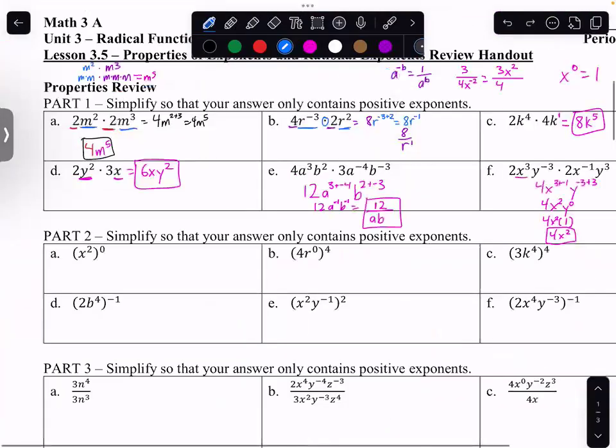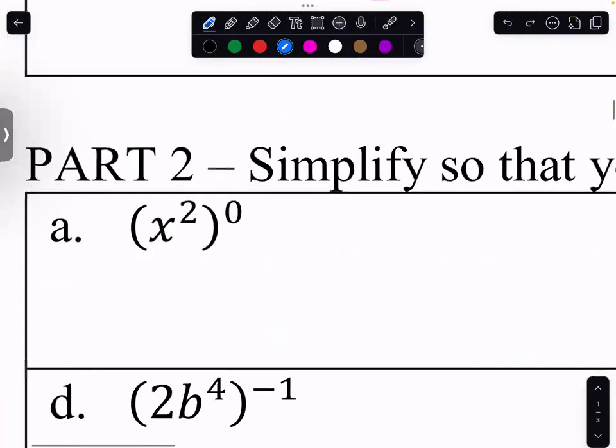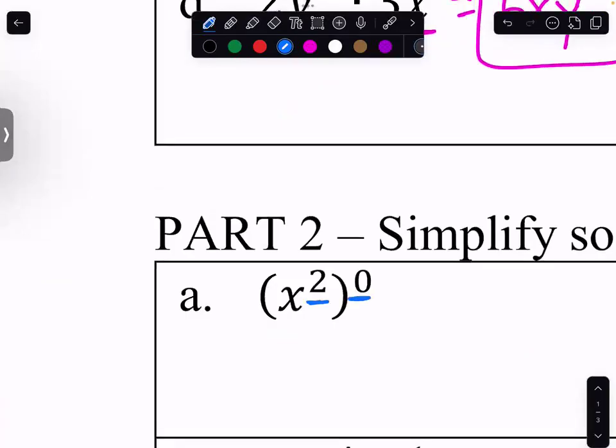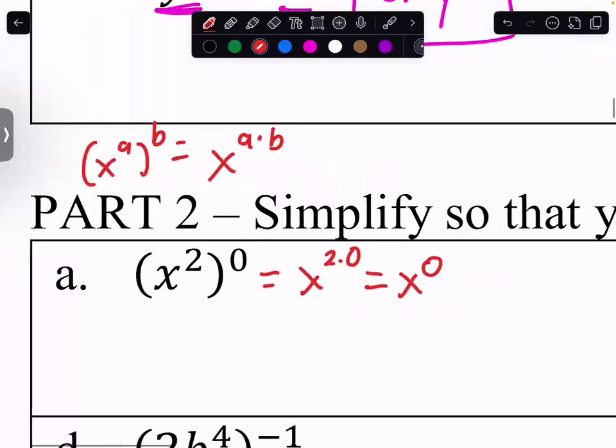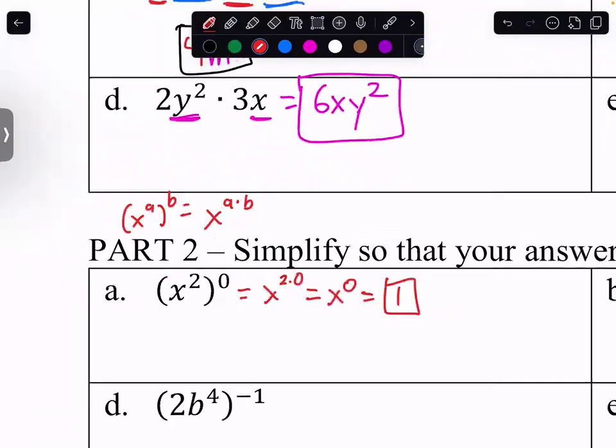Here's what we just saw. But what happens when you have an exponent to another exponent? You multiply the exponents. So for this first problem, x to the power of 2 all to the power of 0, you would multiply the exponents to get the new exponent. And then using that new pattern, we can assume x is not 0. So x to the power of 0 will equal 1.